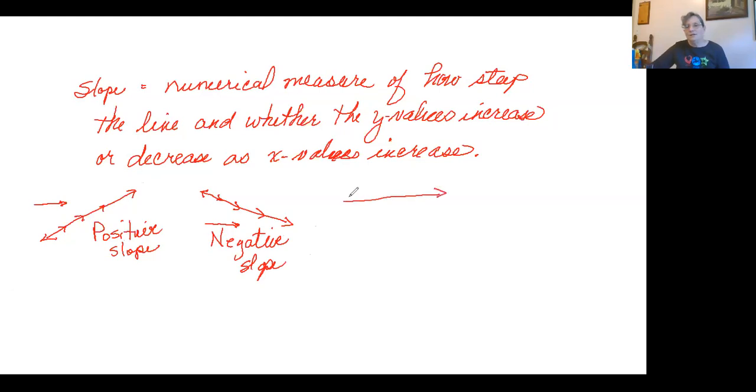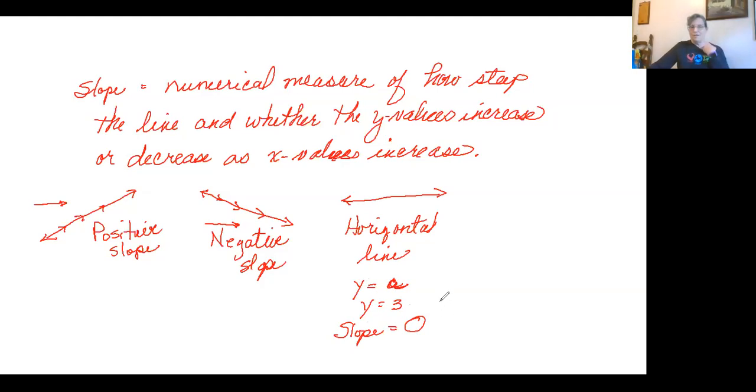If it's a horizontal line, recall in a horizontal line, it's just y equals some number. We might call it A. If y is just some number, like y equals 3, then as the x increases, the y is just 3. X increases some more, y is still 3. So the slope here is 0. The x is the increase, the y value neither increases nor decreases.